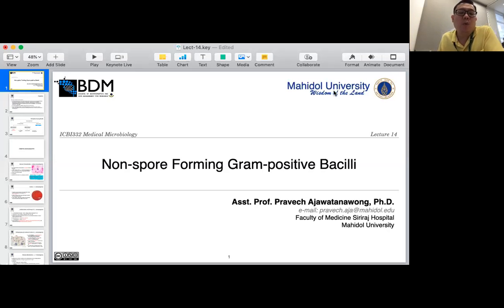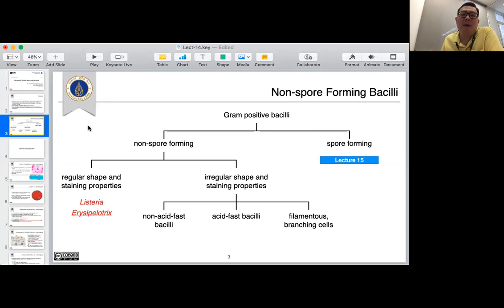So this lecture, we will talk about non-spore forming gram-positive bacilli. The gram-positive cocci is over, okay? Strep, staph over. Now we think about gram-positive bacilli. For gram-positive bacilli, we classify bacteria into two main groups: can produce endospore or not produce endospore, okay? The one that produces endospore we learn tomorrow. So today we learn non-spore forming gram-positive bacilli.